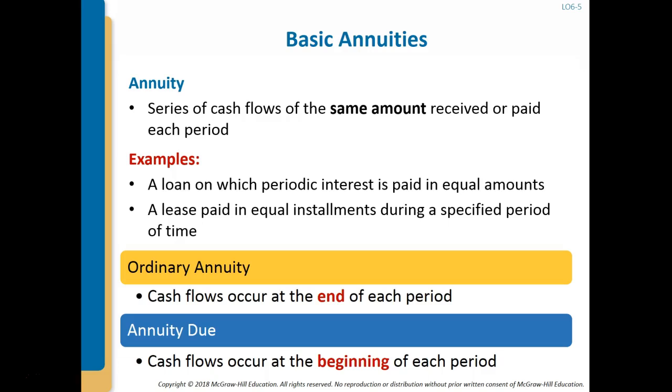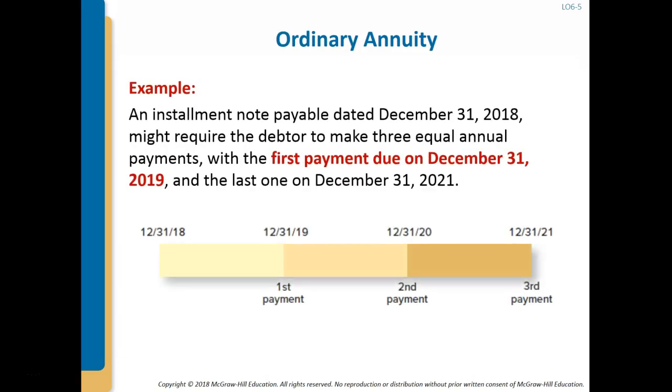amounts. For example, bonds typically pay interest semi-annually, in an amount determined by multiplying a stated rate by a fixed principal amount. Some loans and most leases are paid in equal installments during a specified period of time. An agreement that creates an annuity can produce either an ordinary annuity or an annuity due, which we sometimes call an annuity in advance situation.